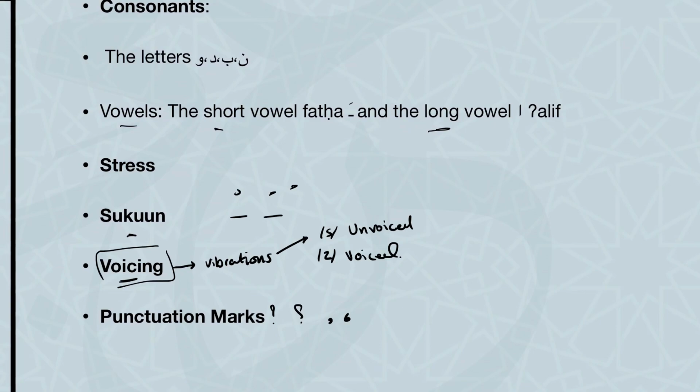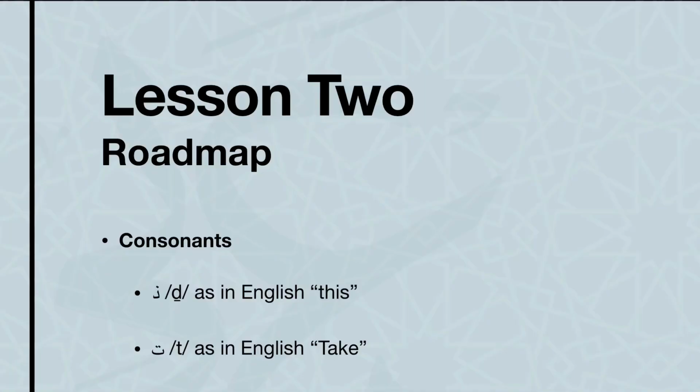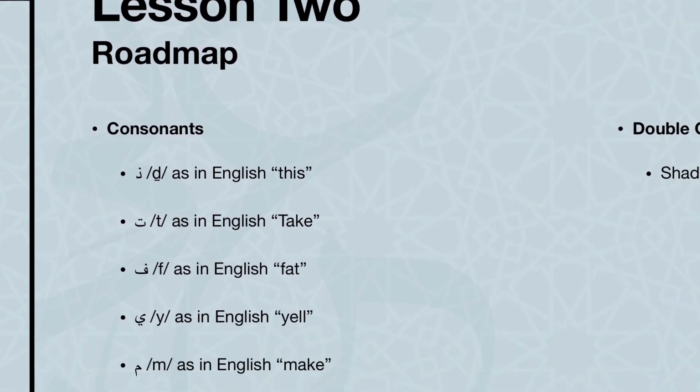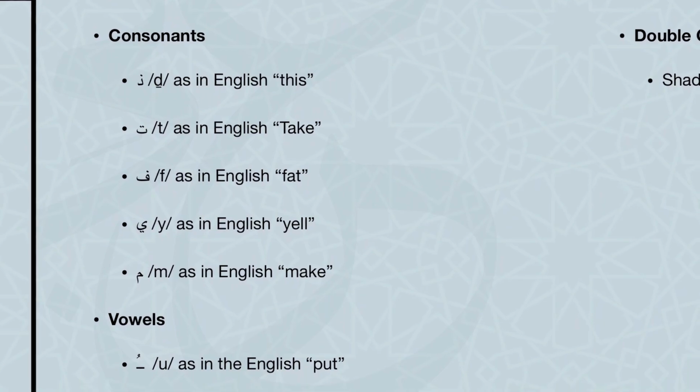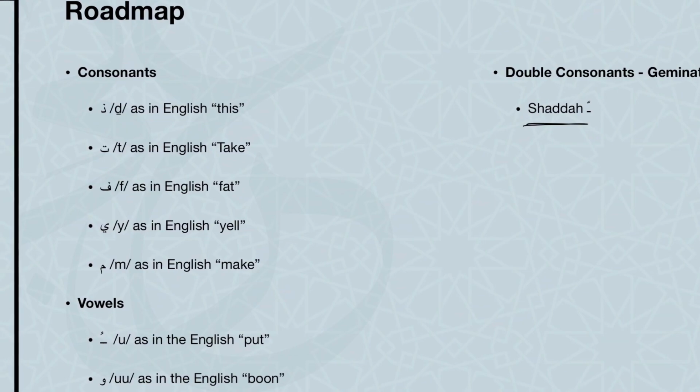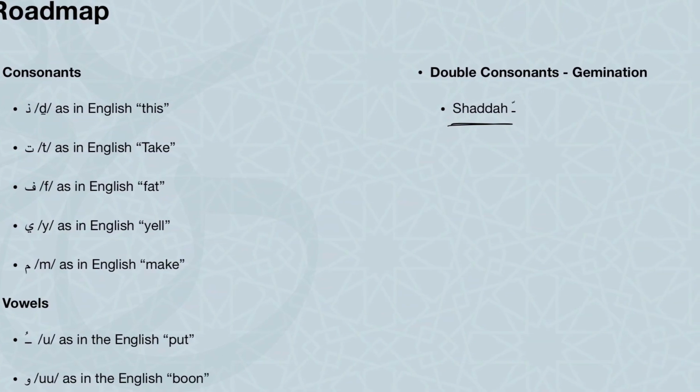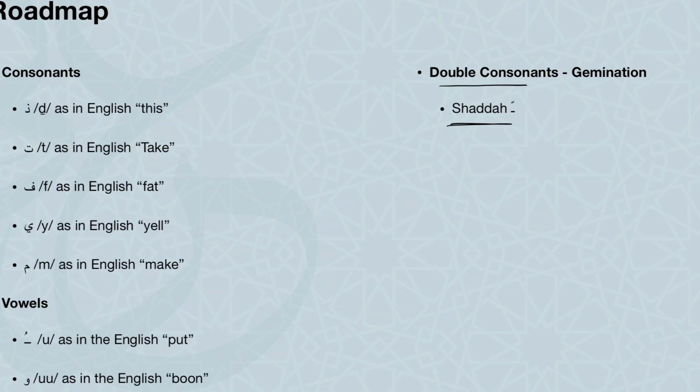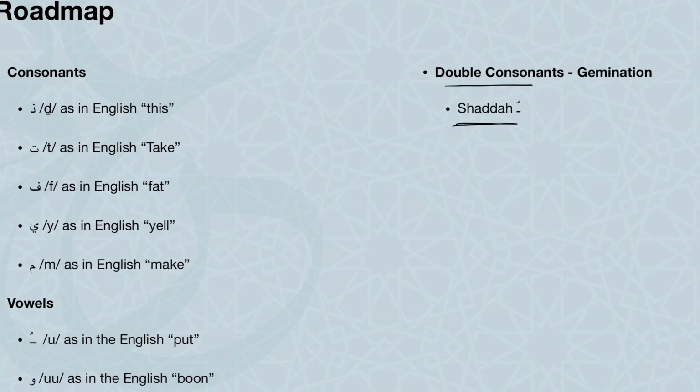And today we're going to look at 5 more consonant letters. As we see here, in lesson 2, we're going to look at 5 more consonants, a new pair of vowels, and a phenomenon called shadda in Arabic phonetics. Shadda basically is the doubling of consonants. Basically, the same consonant is doubled in pronunciation. It's more stressed. Shadda is what stress is to vowels, but it is the stress of consonants.